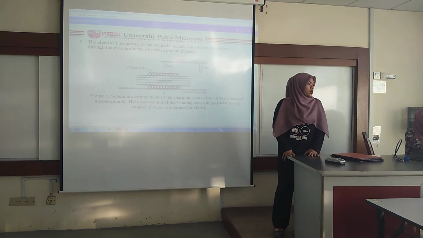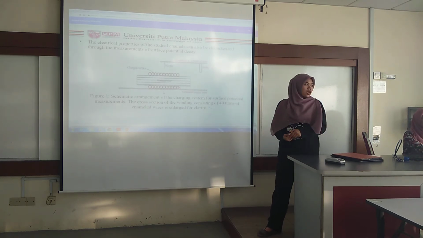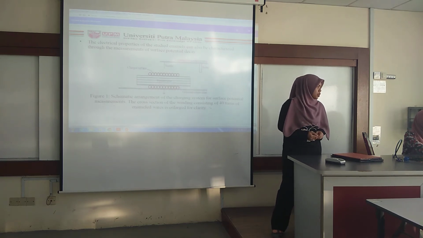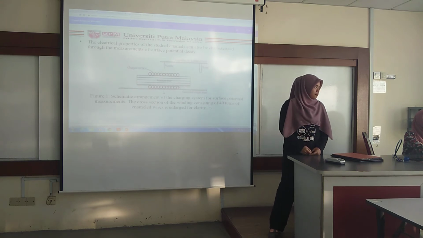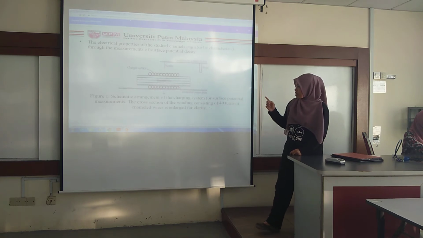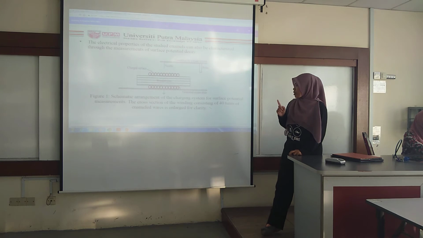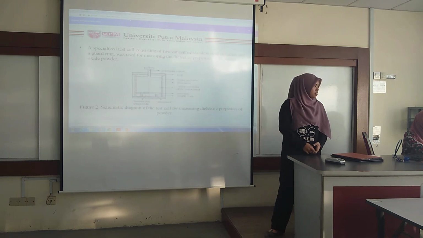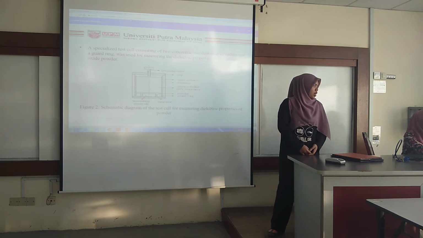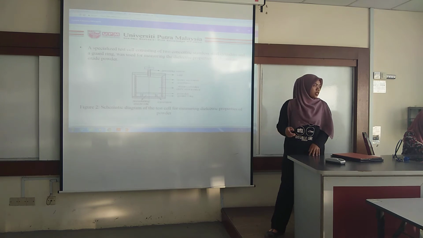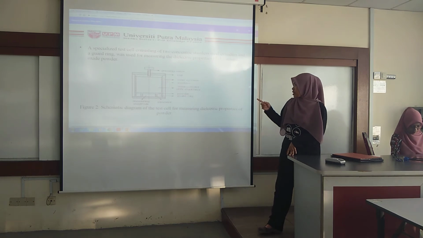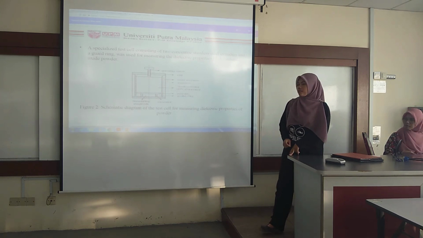The electrical properties of the enamel can be characterized by surface potential decay, and this is the figure for the schematic arrangement of the charging system for surface potential measurement. And for the chromium oxide powder, the special test cell is shown in figure 2, which is used to measure the dielectric properties of the powder.